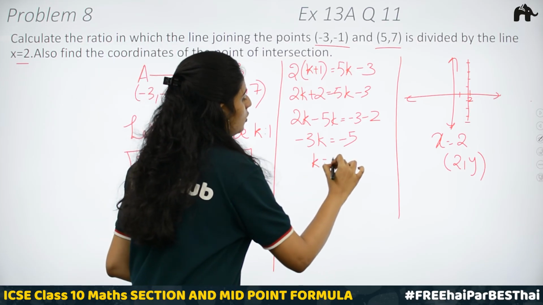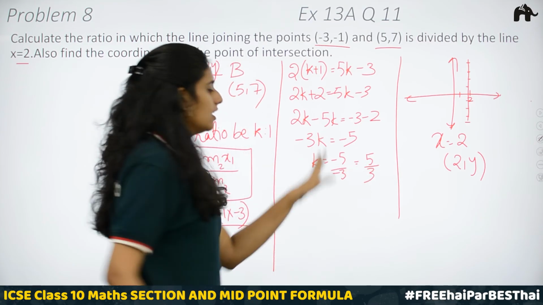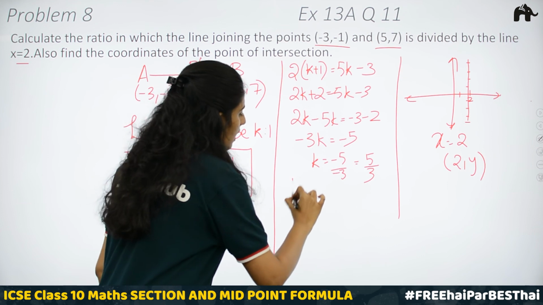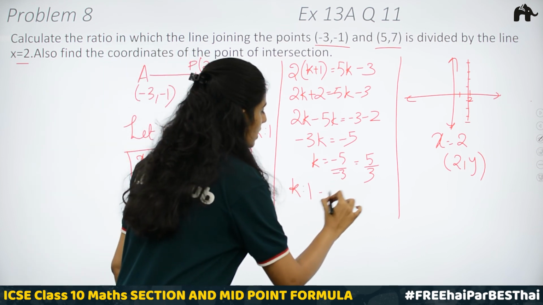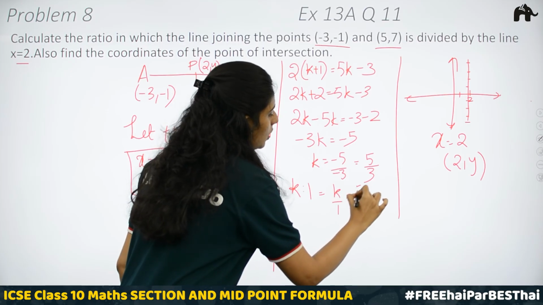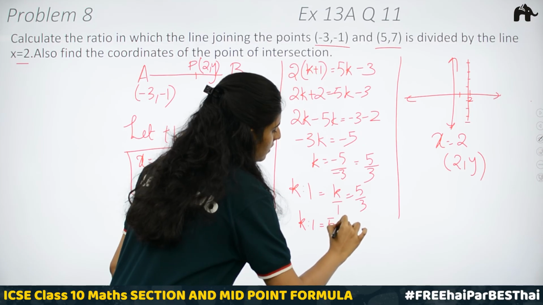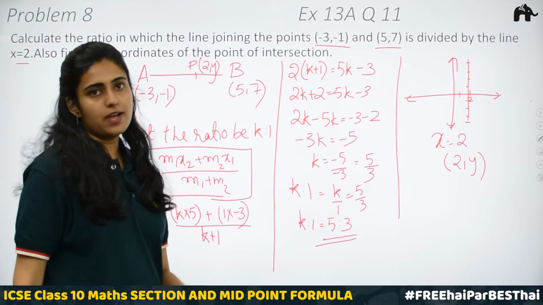And k is equal to minus 5 by minus 3, that is equal to 5 by 3, removing the negative signs from the numerator and denominator. We got k. Now what is k is to 1? k is to 1 is the required ratio. k is to 1 is k by 1 and that is equal to 5 by 3. Which means k is to 1 is equal to 5 is to 3.